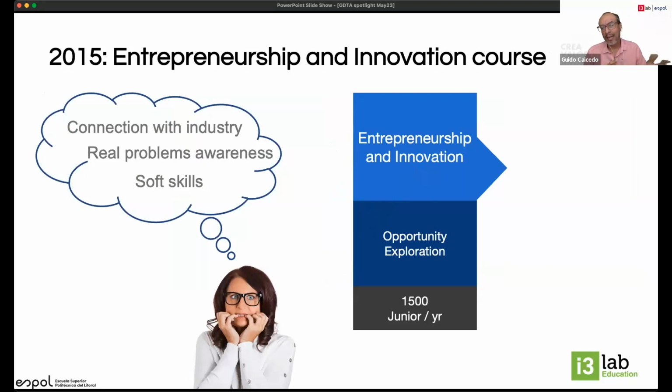So in 2015, it was a different reality then. We were only teaching the Entrepreneurship and Innovation course. And we already realized that we had a few problems with the skills of the students. We detected that we needed more connection from them with industry, and also to increase their awareness of real problems. And also, of course, it's always needed working on their soft skills.